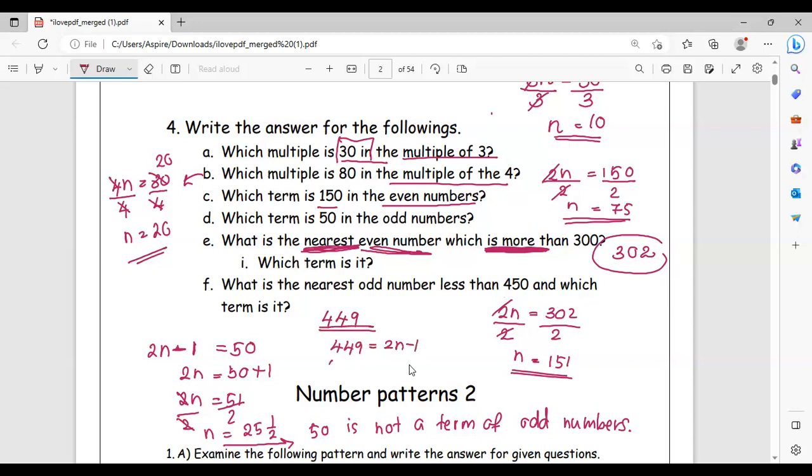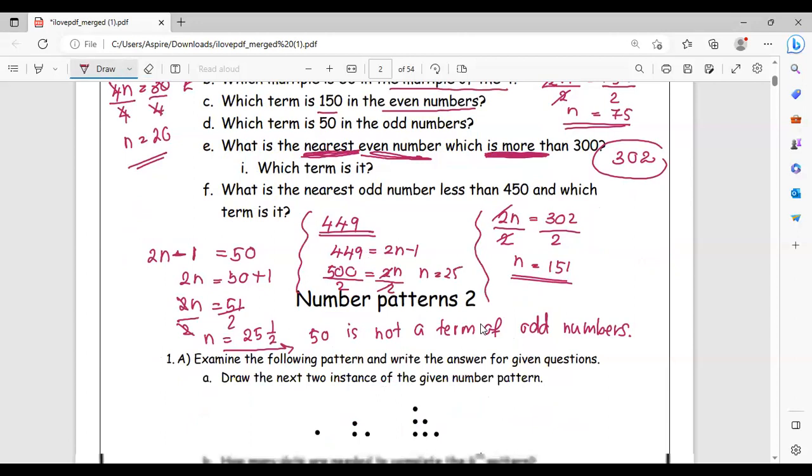Then when you take 1 to the other side, it becomes 450 equals 2n. Then divide both sides by 2, 2 and 2 cancel. n equals 225. That means 449 is the 225th term.